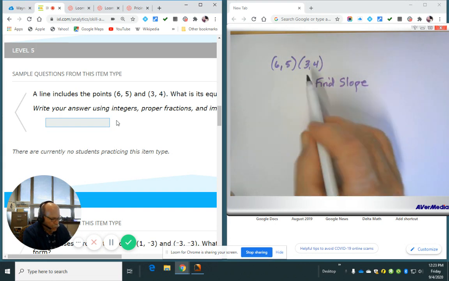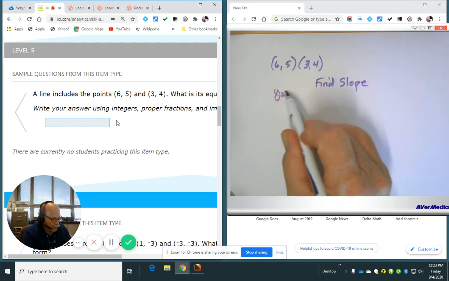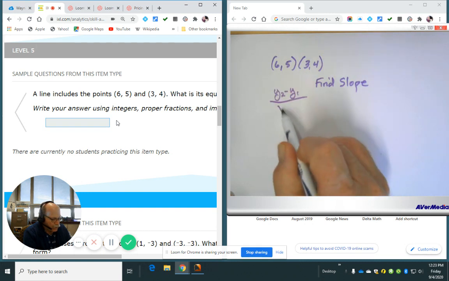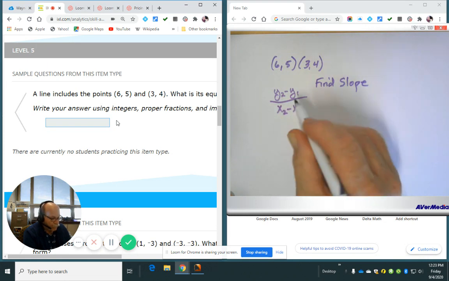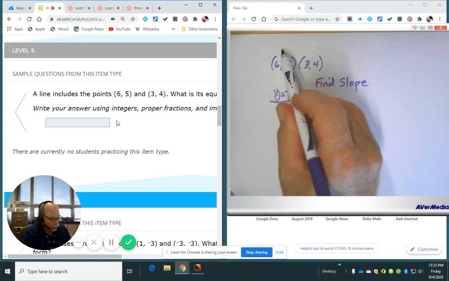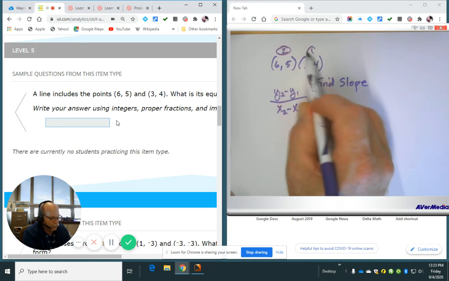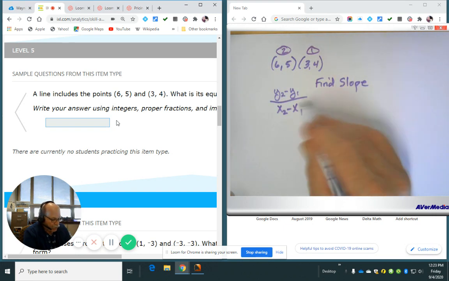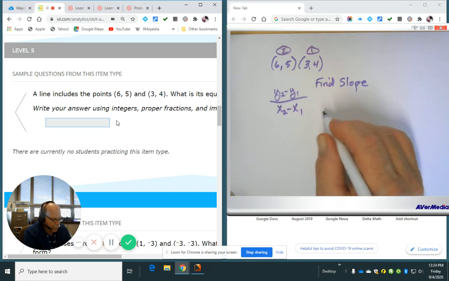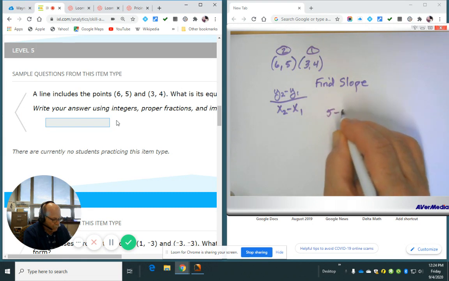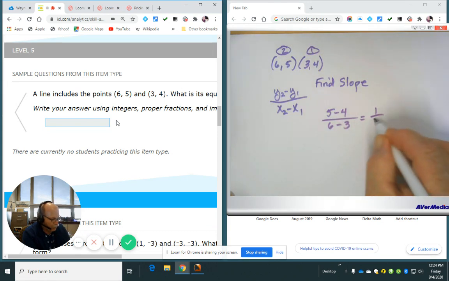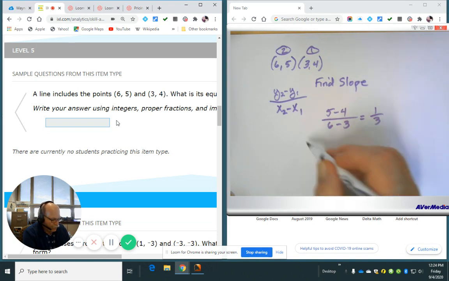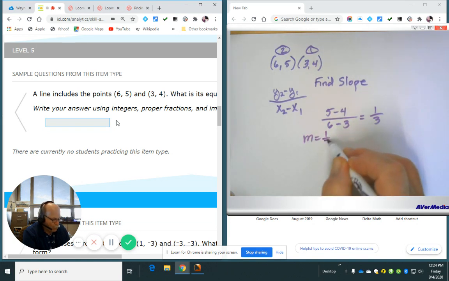Remember, y2 minus y1 over x2 minus x1 will give me the slope. I need to assign one of these points as 2 and one as 1, and when I do that, I can plug those in. So we're going with 5 minus 4 over 6 minus 3, and I get 1 over 3. So my slope is 1/3.